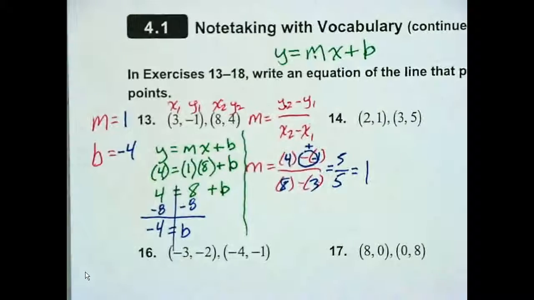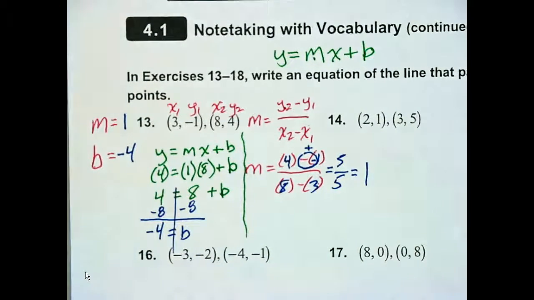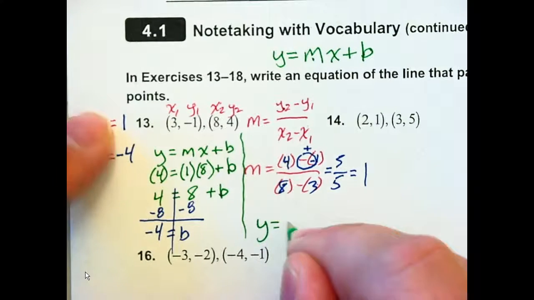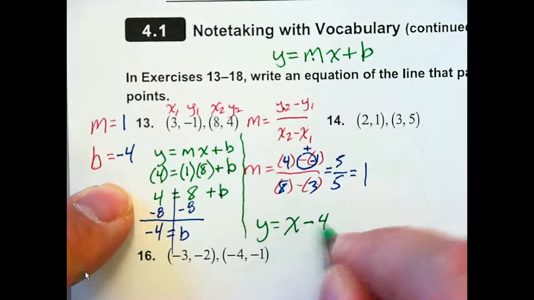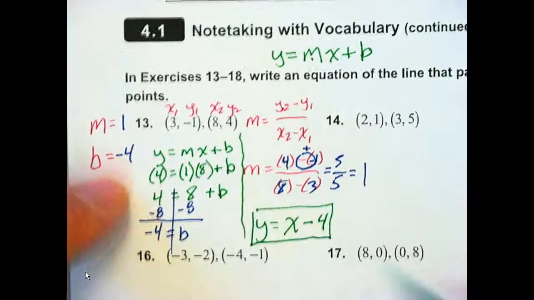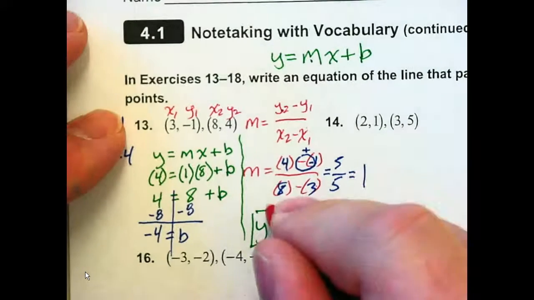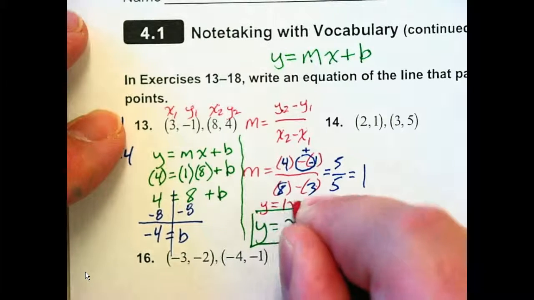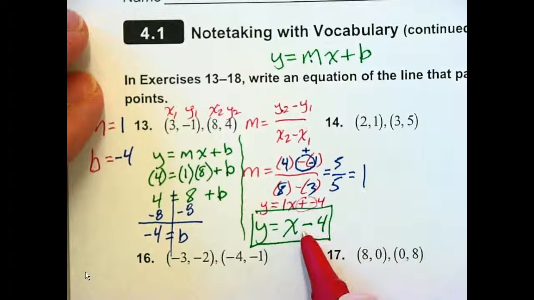What do we need to do now? What do we need to do with that? Write the equation. So what is the equation? y equals m, which is 1, so we don't need to put that in, x plus b, which is -4. So if you wrote it as y equals 1x plus -4, we'll get rid of the plus negative, it's minus, and then that's a 1.